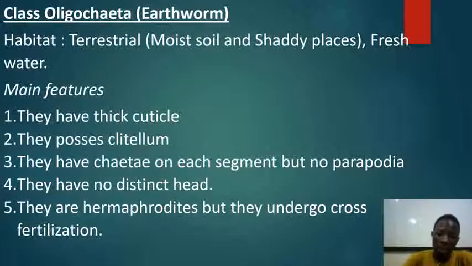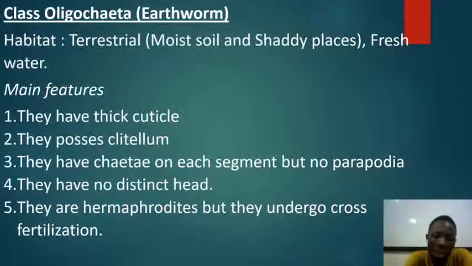Now let's look at the second class under this particular phylum, that is class Oligochaeta. We usually call them the earthworms. Let's take note of this one. They are mostly terrestrial, and some are also freshwater organisms. You can find some of them in terrestrial habitats such as moist soil and shady places. Then some of them are freshwater organisms. So you can find them in these two places. Let's take note of this.